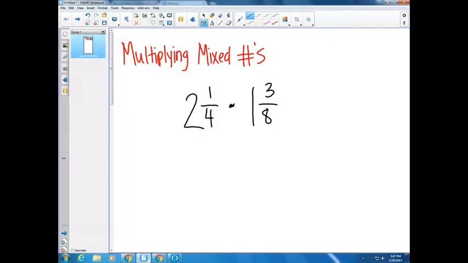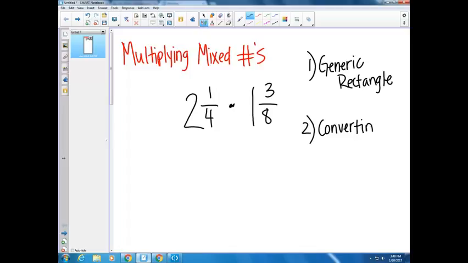The first strategy is to use a generic rectangle and to use what we know about the area model to multiply each part together and then add up all of the parts at the end to find our final product. The second strategy we've discussed is converting each mixed number to a fraction bigger than 1.